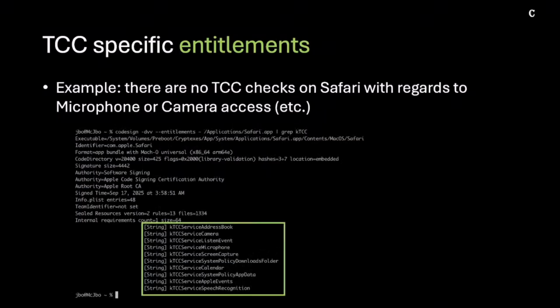To give an example, Safari is a pretty common target, and that's because it does have these entitlements. You can see in this listing, there's access to the camera, access to microphone, access to screen capture, et cetera. And because of that, there are no TCC checks on Safari with regards to those specific enabled entitlements.